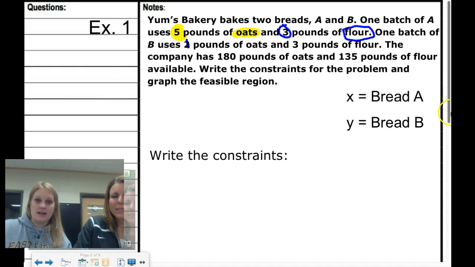Boy, I hit yellow. We're struggling, aren't we? It's been a long day.